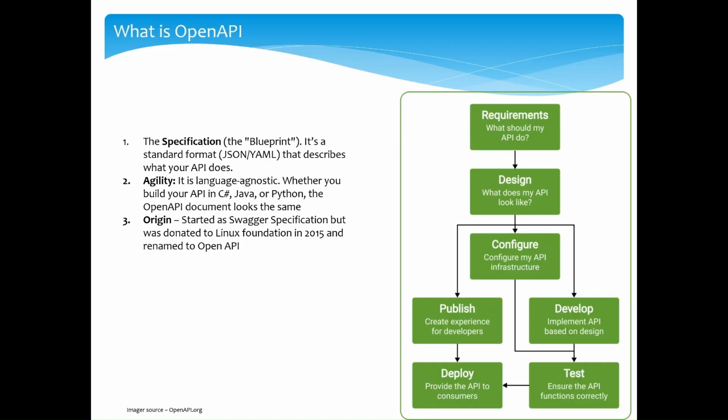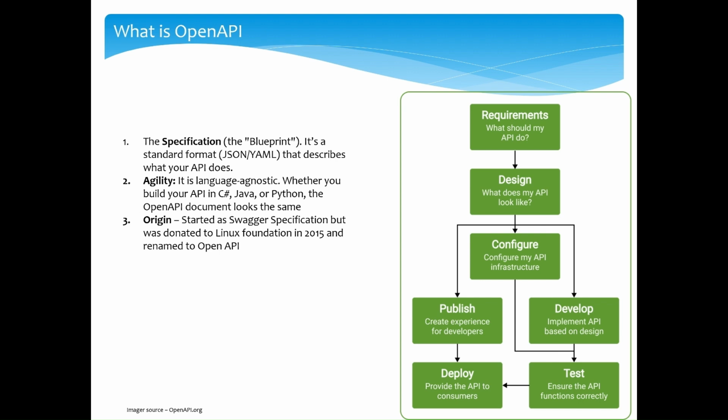So, what exactly is OpenAPI? Think of it as the ultimate specification, or the blueprint, for your API. It's a standardized format written in either JSON or YAML that explicitly describes what your API does, what endpoints are available, and what data it expects and returns. The beauty of OpenAPI is its agility. It is entirely language agnostic. Whether I'm architecting a microservice in C Sharp or a team is building something in Java or Python, the resulting OpenAPI document looks exactly the same. This creates a universal contract.